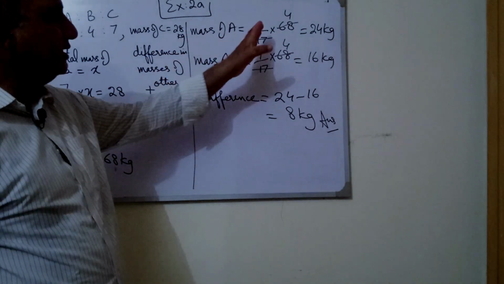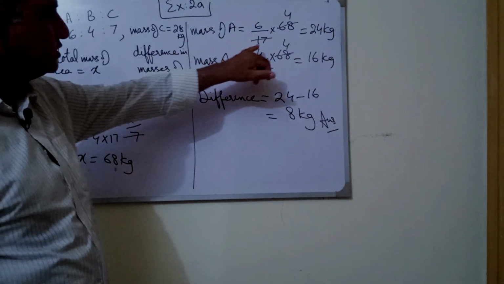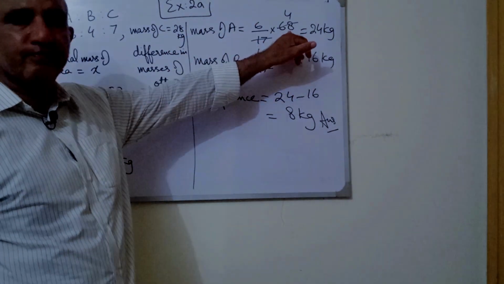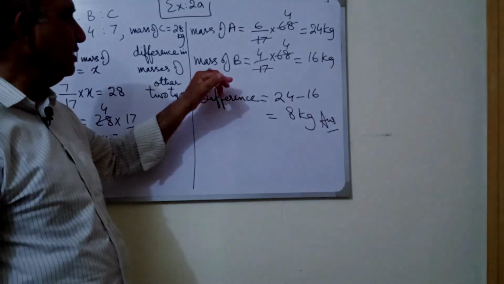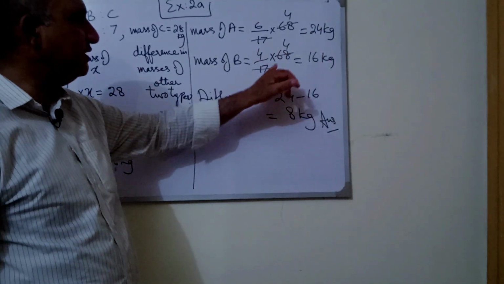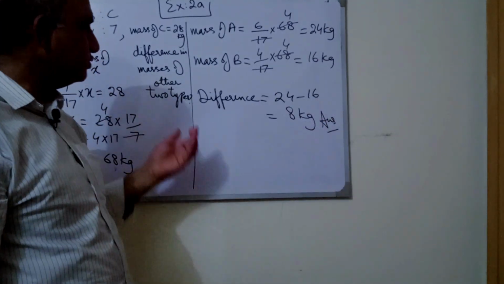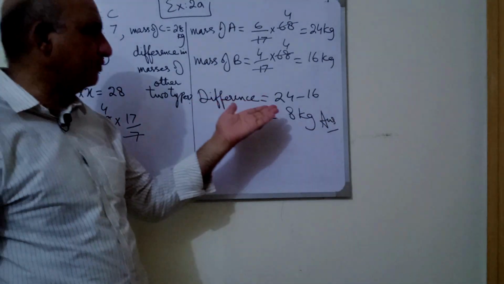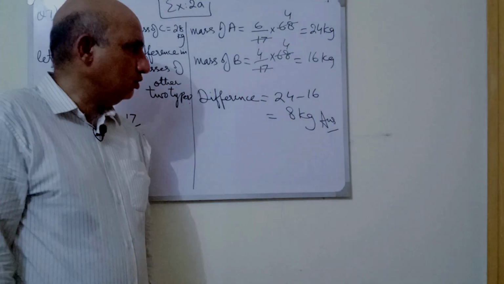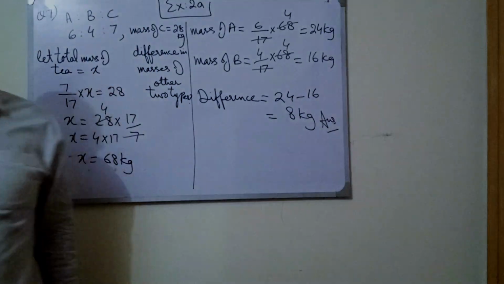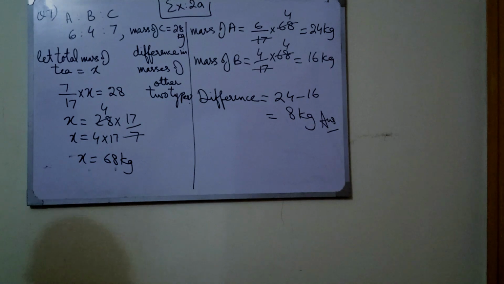Now mass of A, ratio over sum of ratio times total mass. Mass of B, 4 over 17 into 68. So it is also 16 kg. So what is the difference? Difference is 24 minus 16. So this is 8 kg. Now we are going to solve the next question.